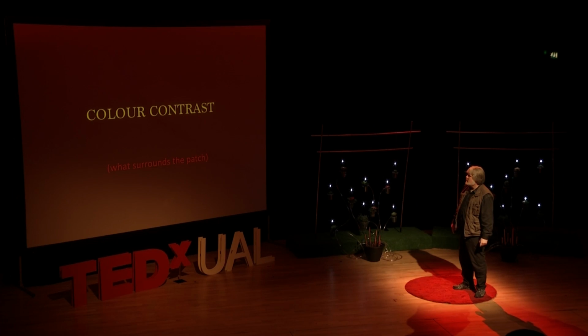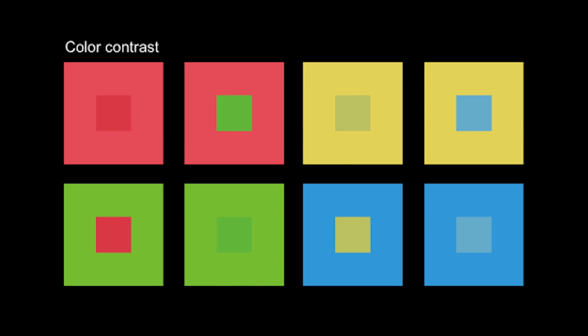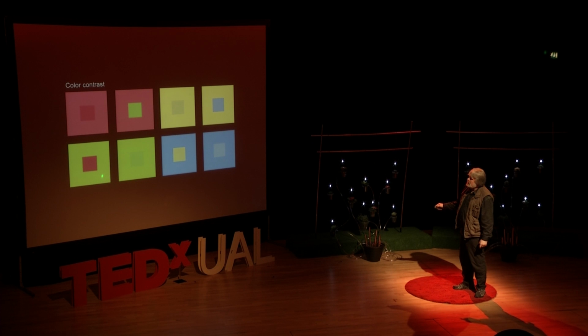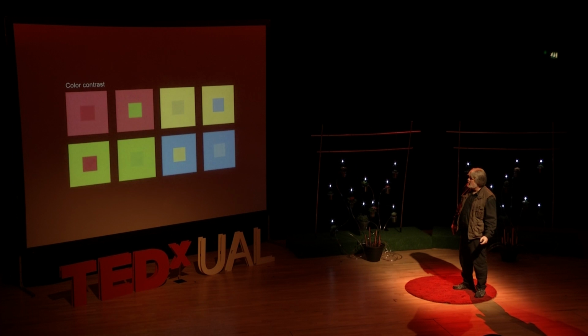Okay, contrast effects. These top and bottom squares are identical. If you surround them with colour, they change their appearance. So this green induces a red colour, this red a green colour, this blue a yellow colour, and this yellow a blue colour. So you get contrast effects where the surrounding colour induces opposite colour in the centre.